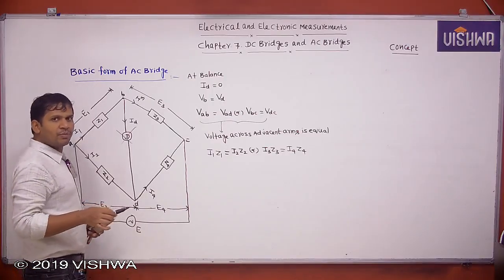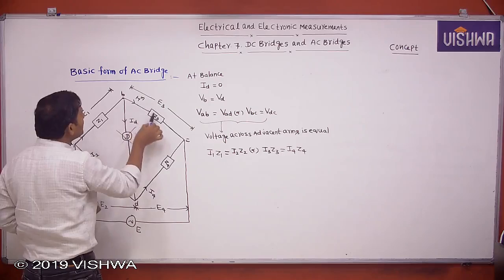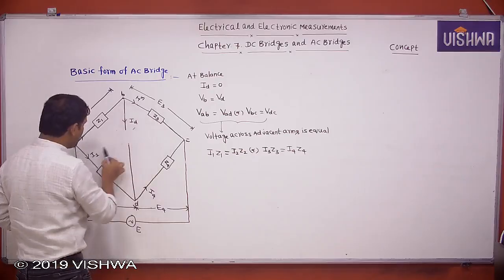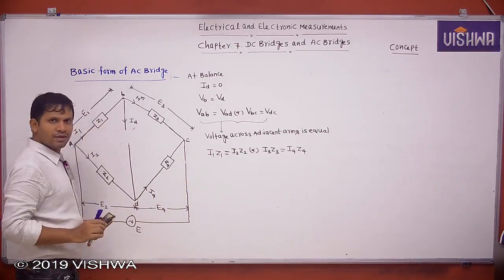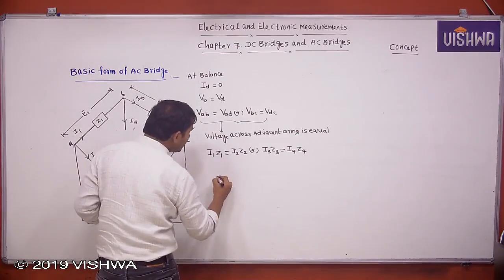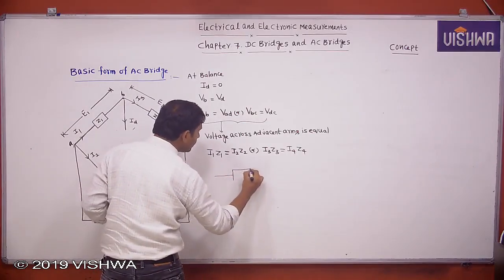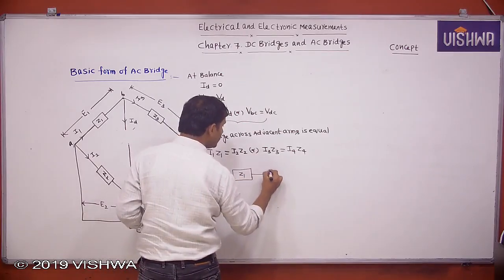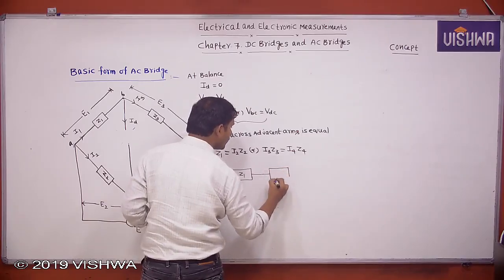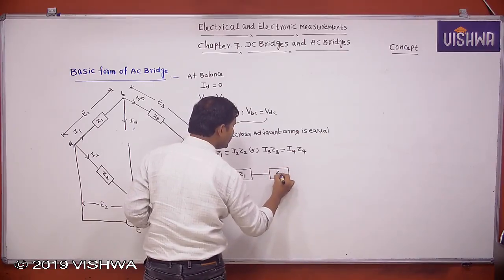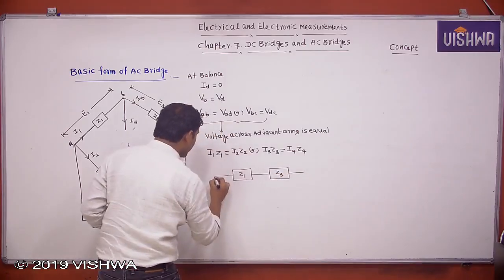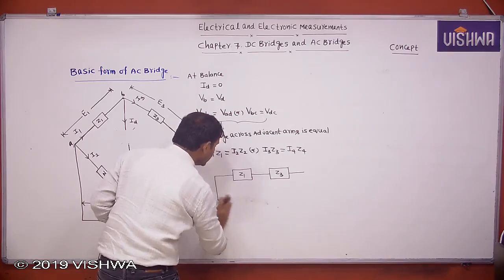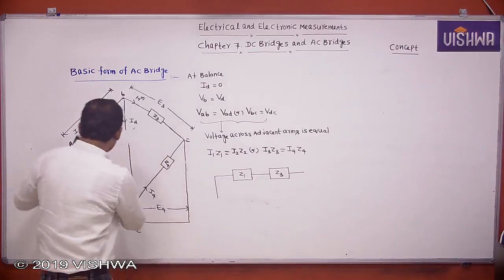Once the detector arm is open circuited, there is no current, so Z1 and Z3 come under series, and Z2 and Z4 also come under series. That means at balance condition, I am writing the equivalent like this. This is Z1 and this is Z3, and this one is Z2. Z1 and Z3 are in series, and Z2 and Z4 are also in series.